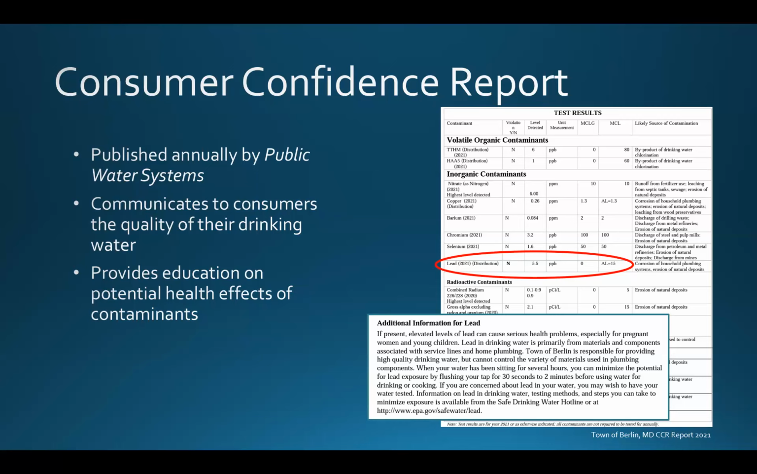You can see here, this document outlines the lead level in the water. So if you haven't seen this document before and you're connected to a public water system, I encourage you to get in touch with them and get a copy. You can see in the red circle here that Berlin has a lead level of 5.5 parts per billion in their water, which is below the action level.